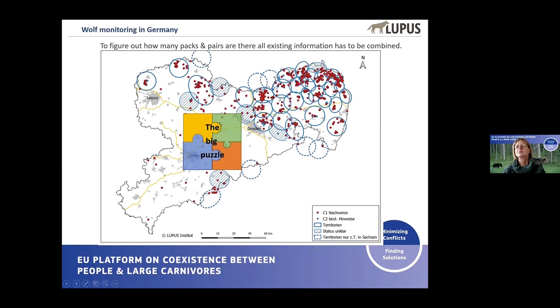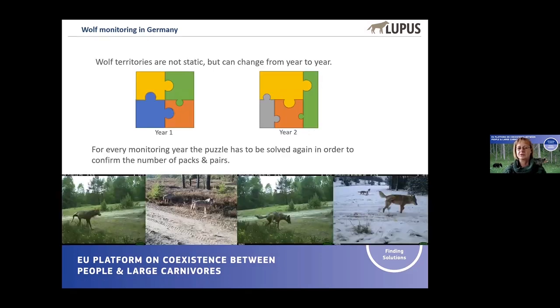And in areas like this, the most difficult part is to tell adjacent territories apart, if these are one or two territories. And to make it more complicated, this picture changes from year to year. It's not two years in a row where this picture looks the same. So wolf territories are not static, they are changing. Some wolves take over neighboring territories. Some offspring try to squeeze into their parents' territories. And this is often what is hard for the public to understand, that indeed we really start each monitoring year again, trying to put this puzzle together to figure out how many packs and pairs are in an area.